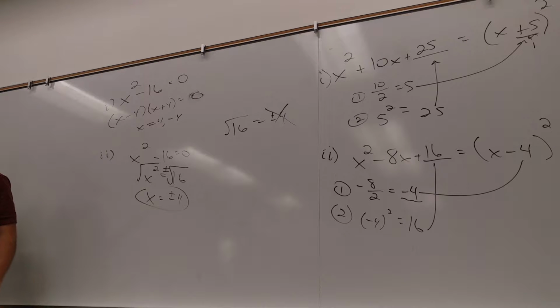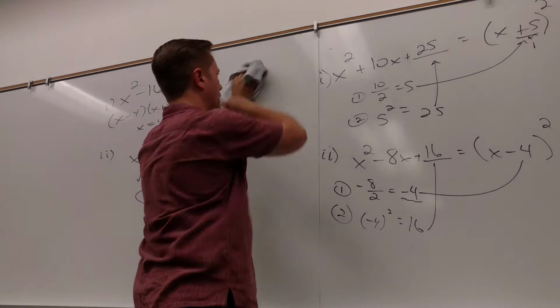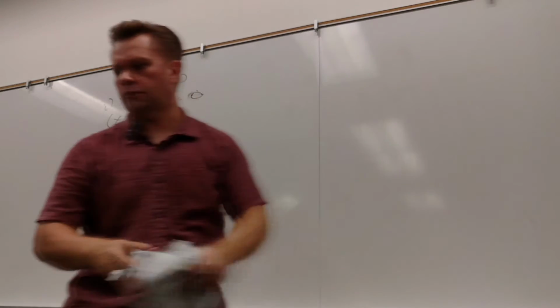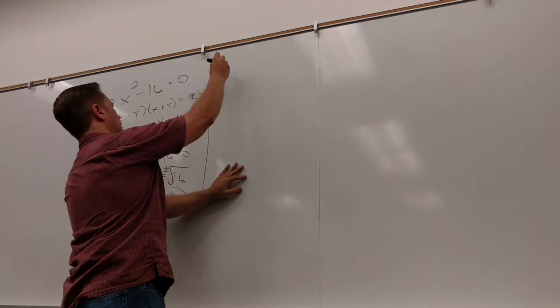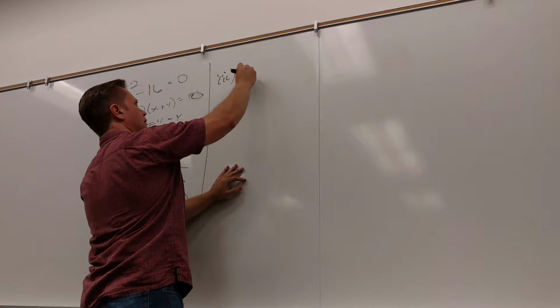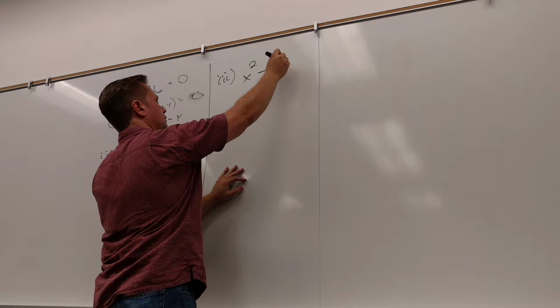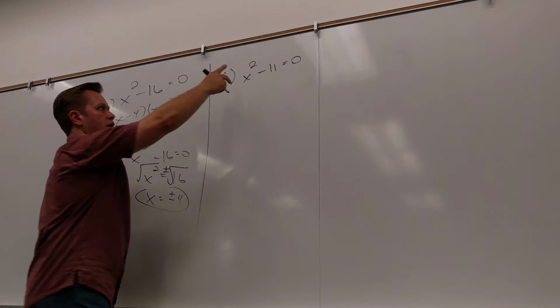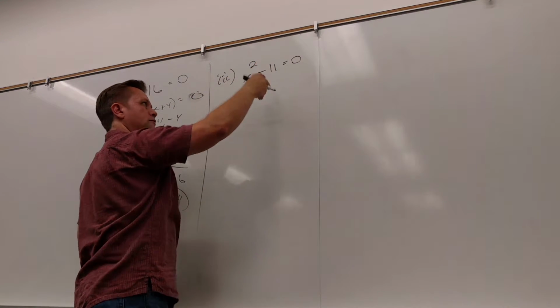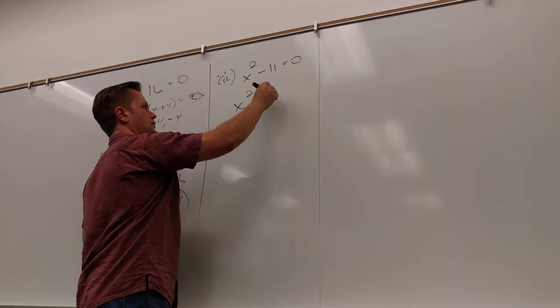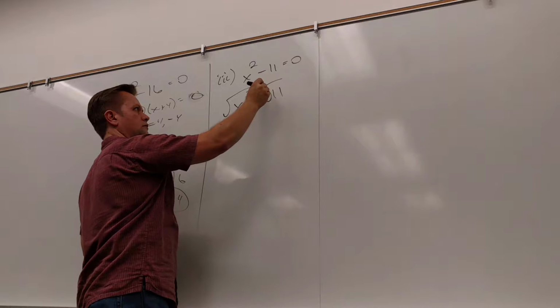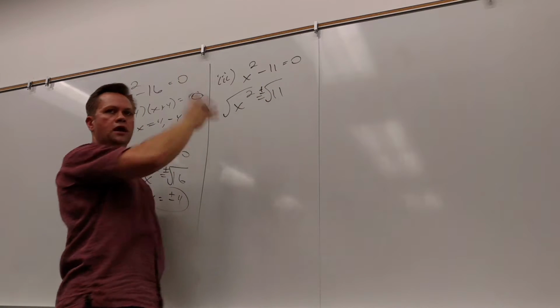And of course, I could do that same thing with things I could never factor the same way we did. I'm building my way up to completing the square, by the way. So for example, if I had x squared minus 11, can you factor this? Not really, right? But I can just move 11 over, add 11, square both sides, square root. You get plus or minus.